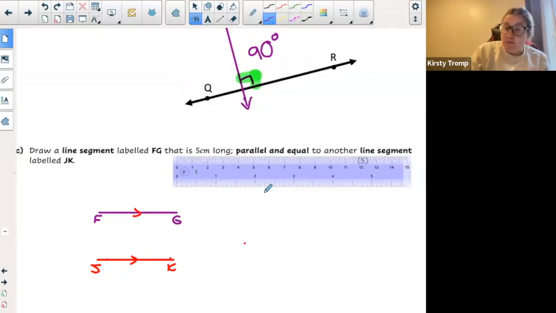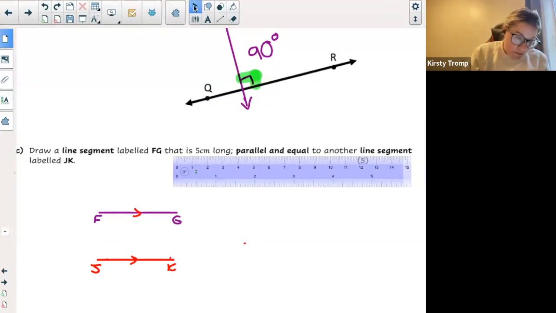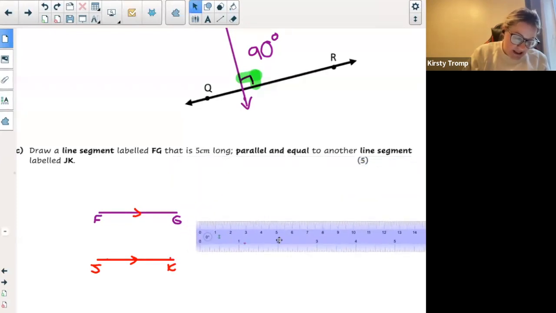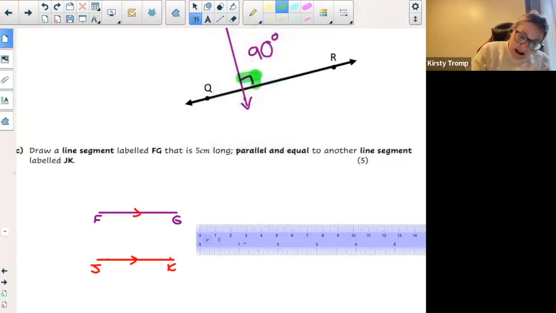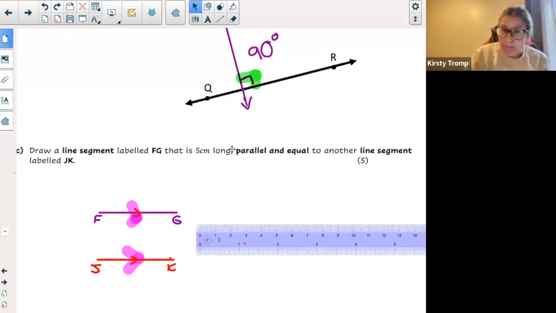The last question we did while people were logging off is we had to draw line segments labeled FG that was 5 centimeters long and parallel and equal to another line segment that we labeled JK. That was the last thing we did before you guys logged off. Again, we had to show that they were parallel. How do you show that something is parallel? You need to draw this arrow. And here is the arrow. So that is what we finished off with on Monday.